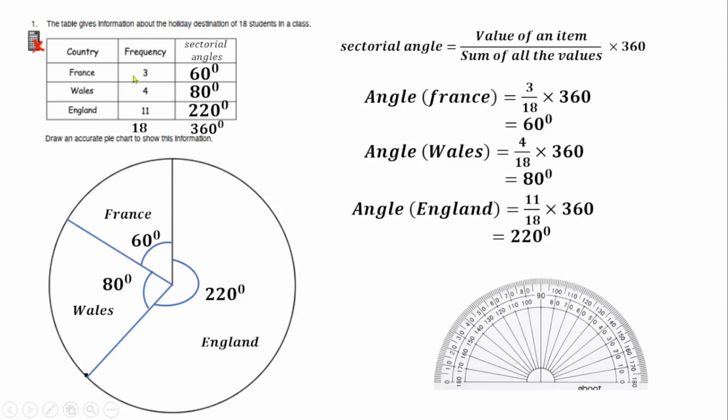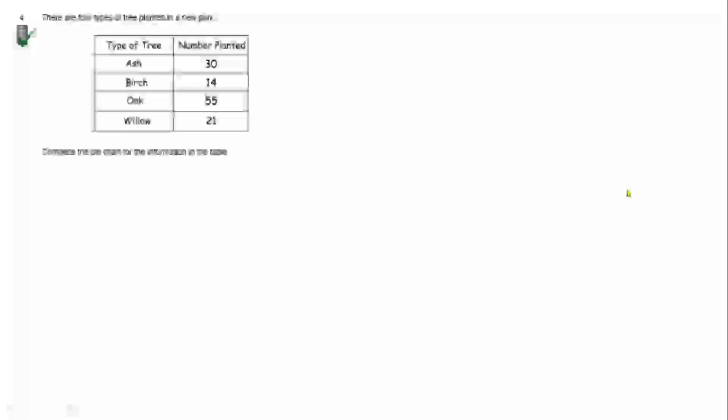So we are just trying to represent this information here on the pie chart, just like we did for bar chart. So let's try to solve another question, and let's see what you're going to get, so as to get us familiarized with what we are doing.